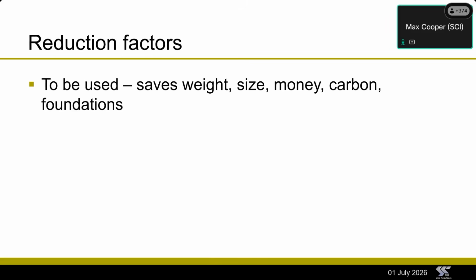Now I'm going to touch on reduction factors. As I started mentioning at the start of the presentation, I would suggest that these absolutely should be used in reducing the load. You can save weight, potentially the size of a member, save cost, and of course carbon.